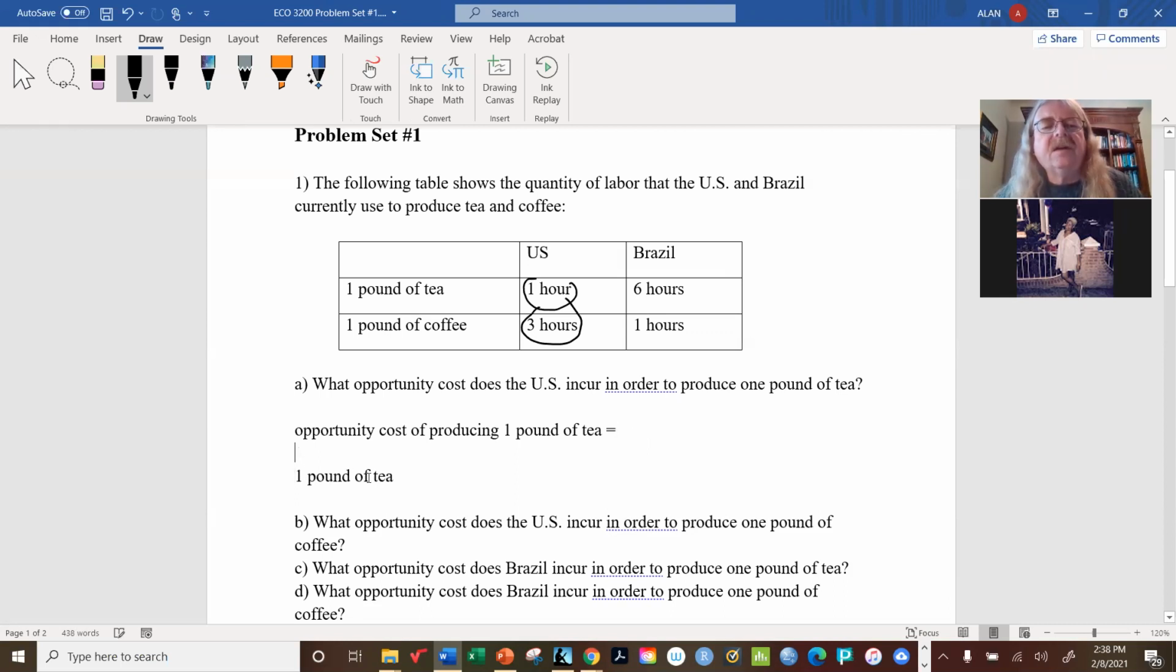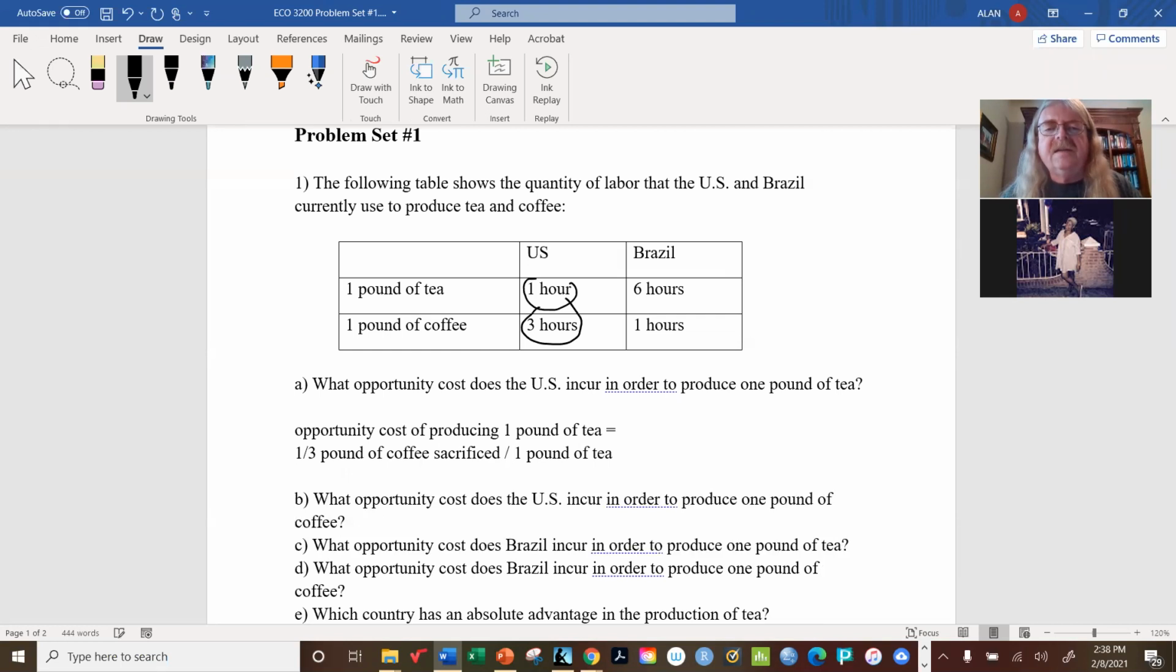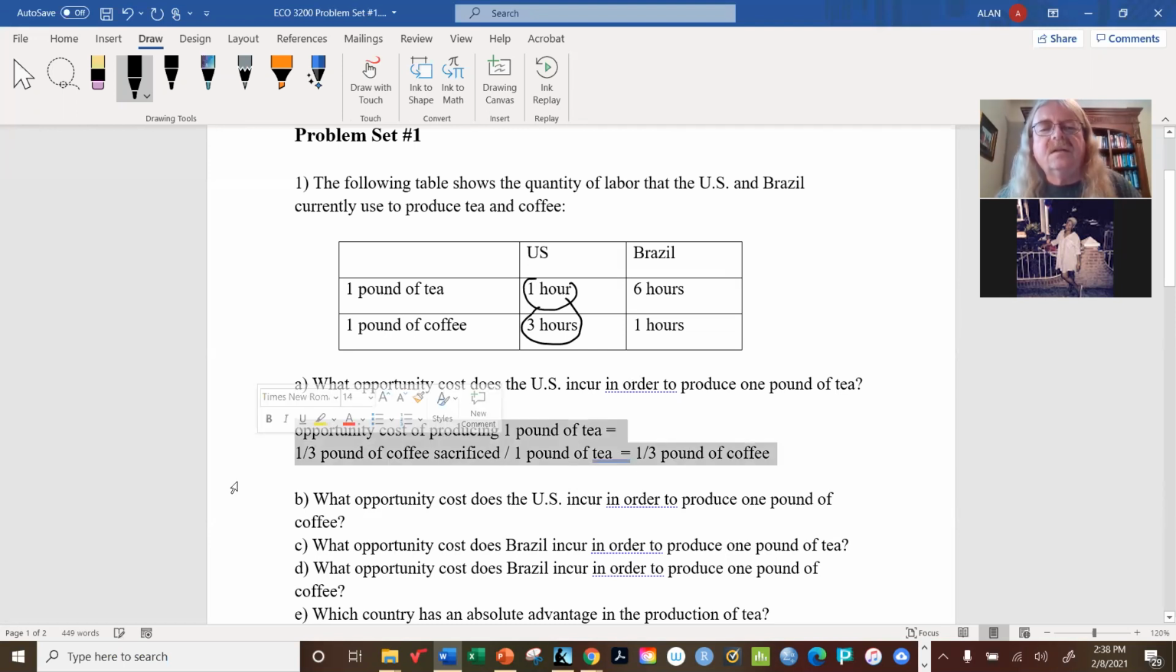So the ratio that we have here is 1/3 of a pound of coffee sacrificed, and we take that ratio and compare it to the gain of a pound of tea. And so we can write this as simply 1/3 pound of coffee, or even just 1/3 if you want to. So that's how we calculate the opportunity cost.